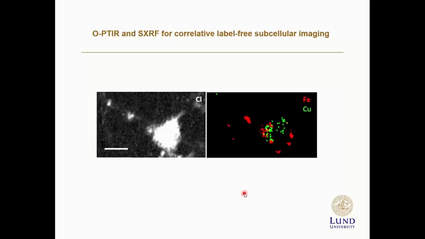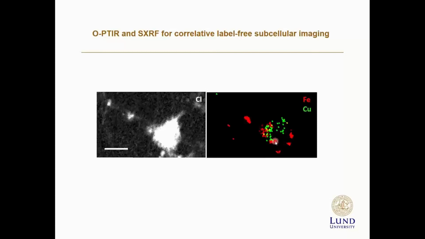After that, we found the same neuron using X-ray fluorescence and scanned the same neuron using X-ray fluorescence. So here is an example of the distribution of iron and copper. And what could we observe? We could observe those big clusters of iron, while copper is distributed without clustering.